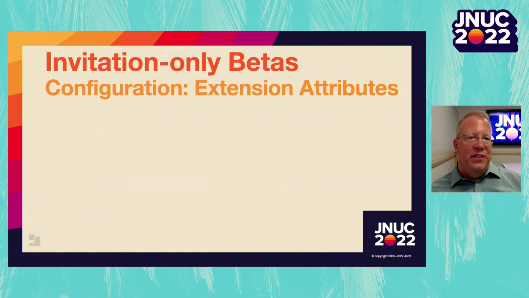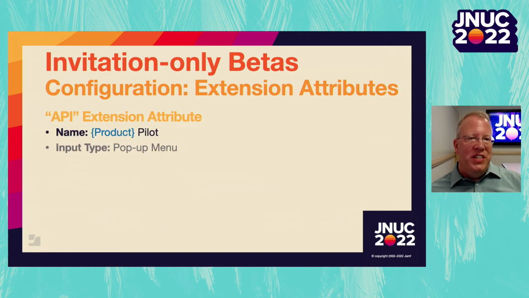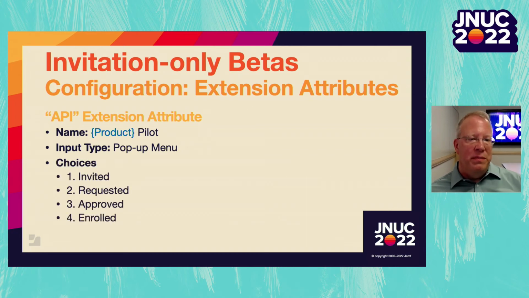To start our configuration, we'll need at least one extension attribute, and you'll probably want both. More on that later. For the name of the so-called API extension attribute, use the full product name followed by the word pilot. For input type, specify pop-up menu. For the choices, enter the displayed options, which we previously saw in the demo.